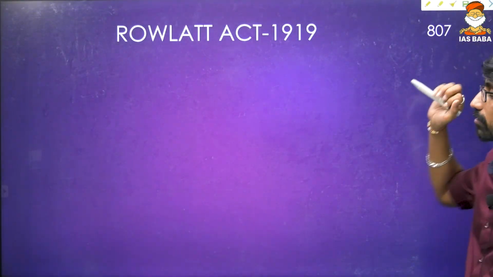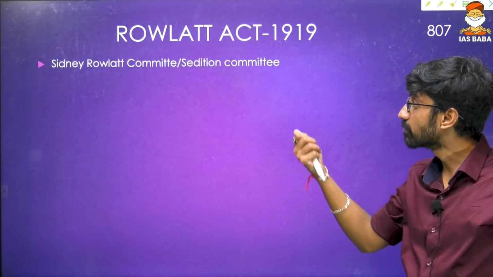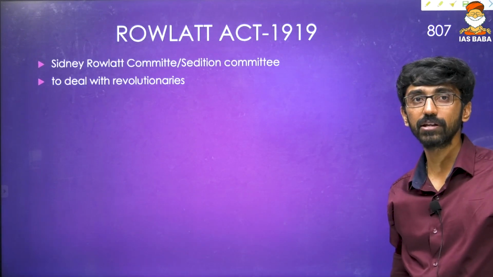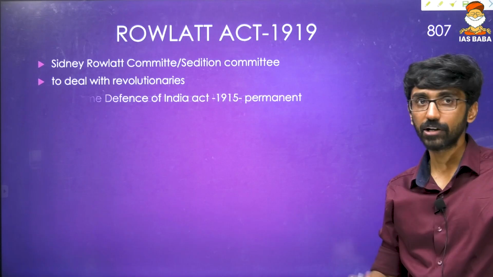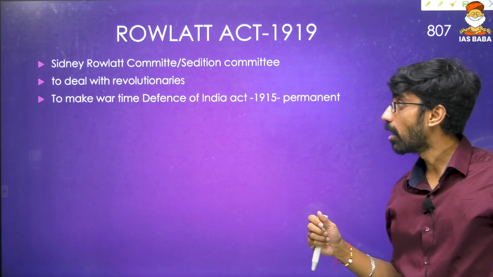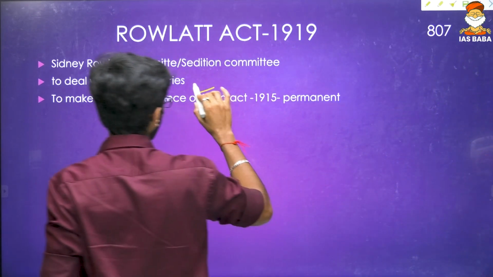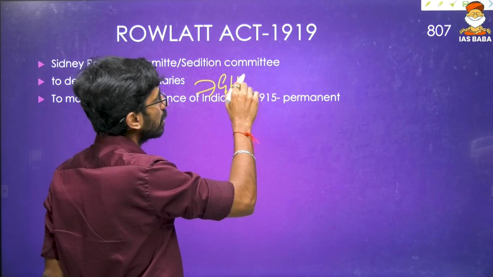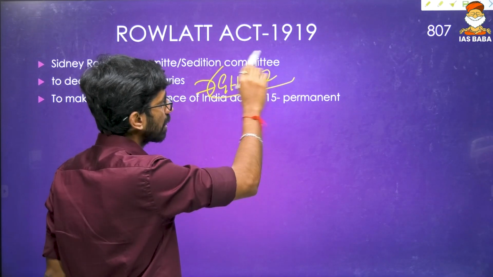And now, what is the Rowlatt Act? We'll understand: in 1919, on the basis of the Sedition Committee, that is the Sydney Rowlatt Committee, to deal with the revolutionaries, like I told you, and to make the Wartime Defense of India Act permanent. It was brought to deal with the Ghadar activities. It is a revolutionary activity.